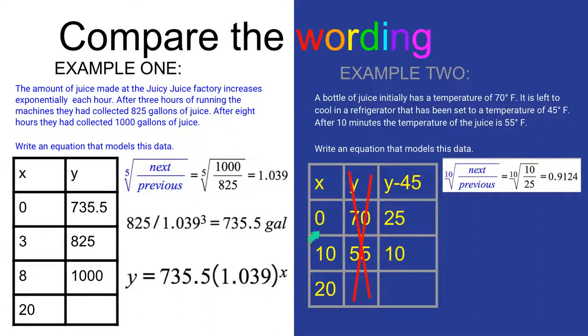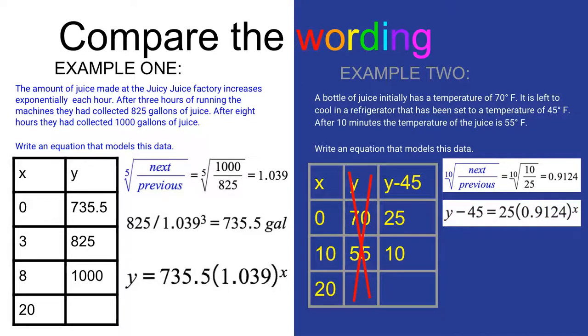They are 10 apart here. There's a gap of 10, so I'm going to take the 10th root of next divided by previous, and I get 0.9124. Then in this y minus 45 column, it starts at 25 because that's what's across from 0, and it's multiplying every time by our multiplier that we already calculated, 0.9124. Now I've built this equation based on the y minus 45 column.